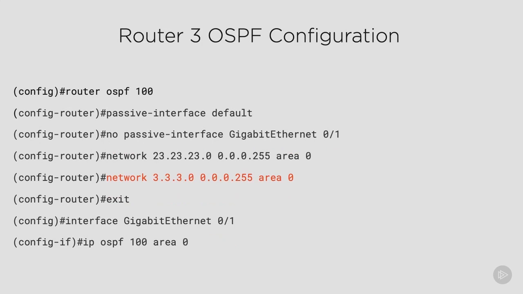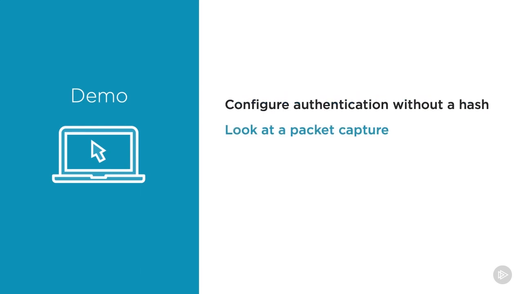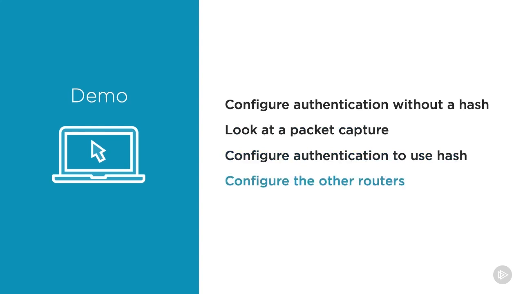The same goes for router 3. I configured the appropriate networks and enabled OSPF on Gigabit 0/1. I will first show you how to configure authentication but not use a hash. Then we'll take a look at a packet capture and see exactly why that is not a good idea. After that, we will fix our configuration and then use a hash. And then finally, we will configure the other two routers to use authentication.